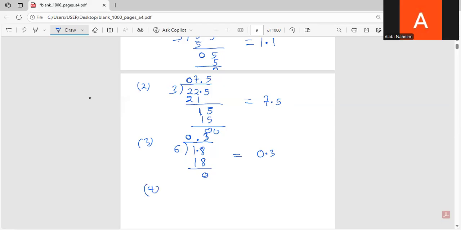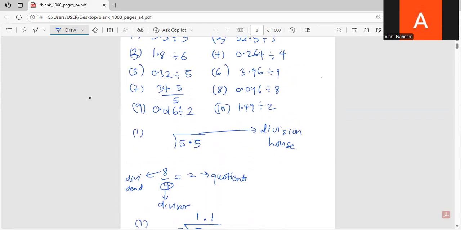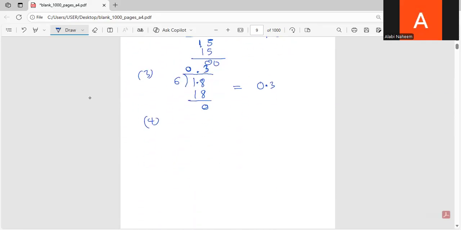The fourth question on the list, 0.264 divided by 4. Division house, we have the dividend there, 0.264. The divisor, we have 4. So the decimal point also goes directly above this decimal point. So we proceed. So we are assuming what we have here is 264. The decimal point, we ignore it.